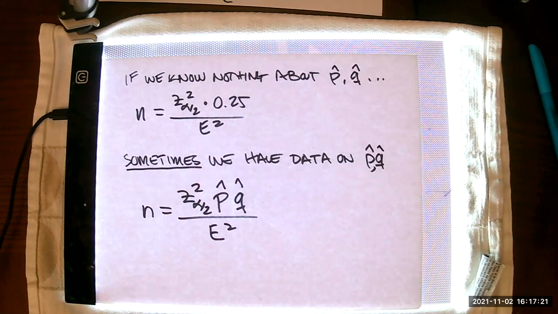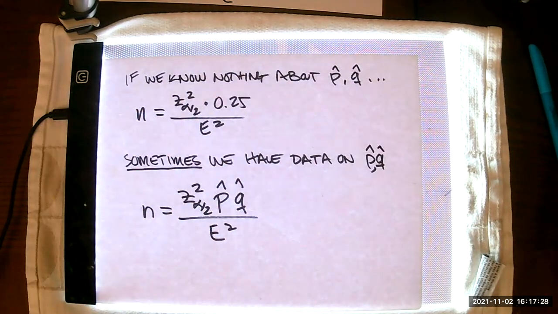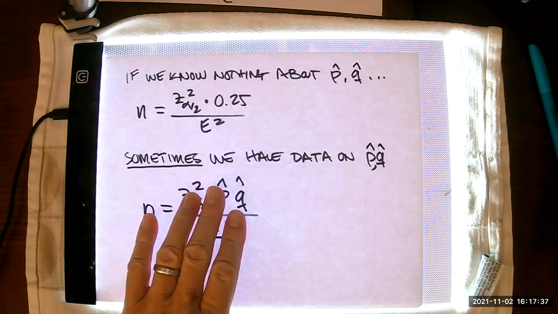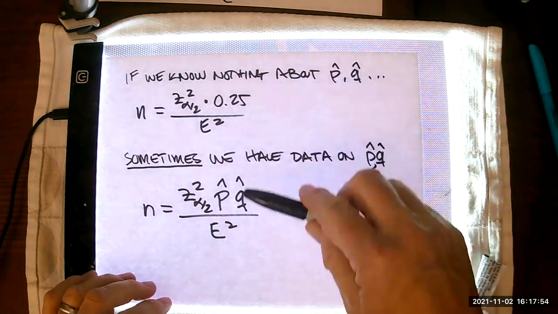And the problems are very specific. The problems will say, we know nothing about P and Q, and you're supposed to use this formula. Or the problem may say something like, previous study shows P hat and Q hat are close to, and they'll give you a couple of values. So we can use this formula with those values. But you've got to be on the lookout for it, but it's not really hidden. So because it's not really hidden, you should be able to figure out which one of these two formulas to work with.